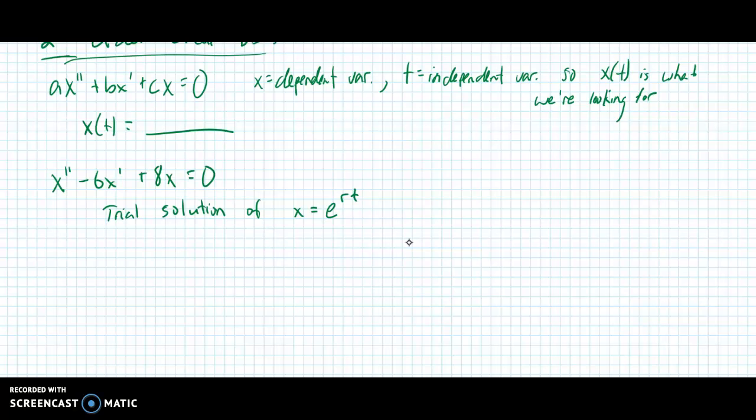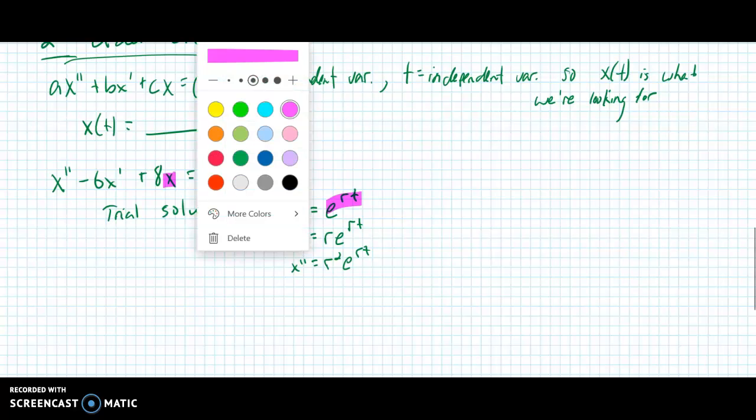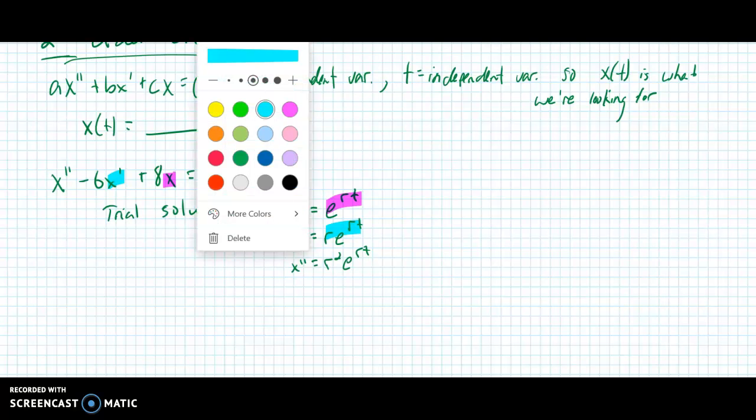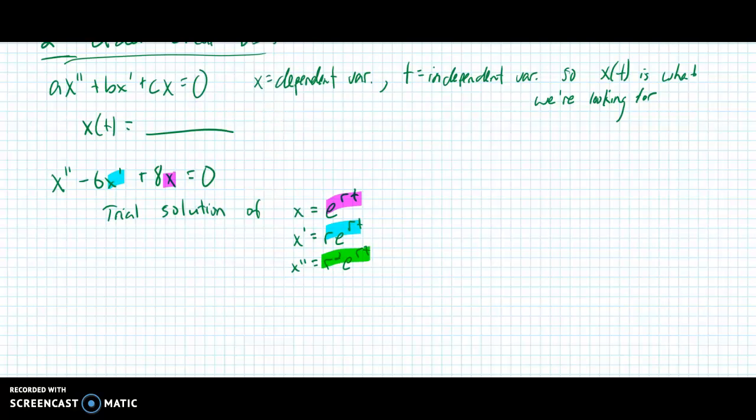If this is x of t, then that would replace this guy right here. I need to get an x prime and an x double prime. So x prime is, r is a constant, remember? So I get r times e to the rt. x double prime is r squared e to the rt. It's just some chain rule there. So now what I'm going to do is do some replacement. This guy will replace that. This guy will replace that because it's the derivative. And then this one will replace that whole thing, because it's the second derivative.